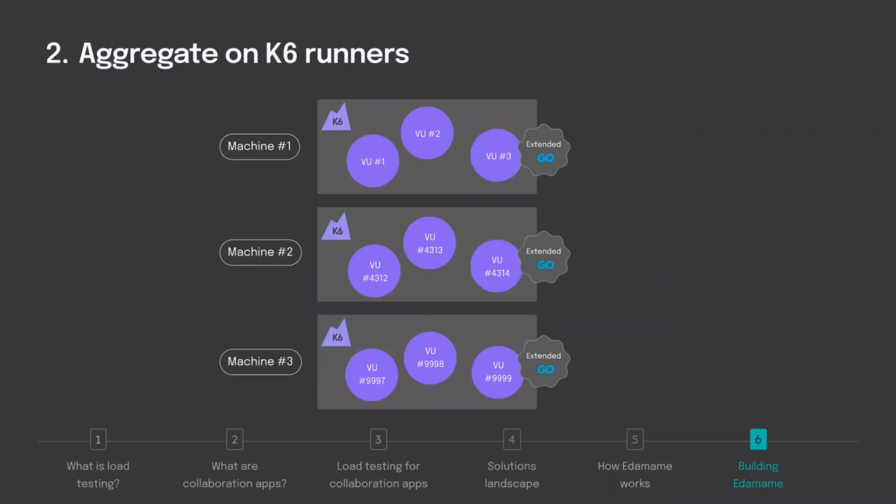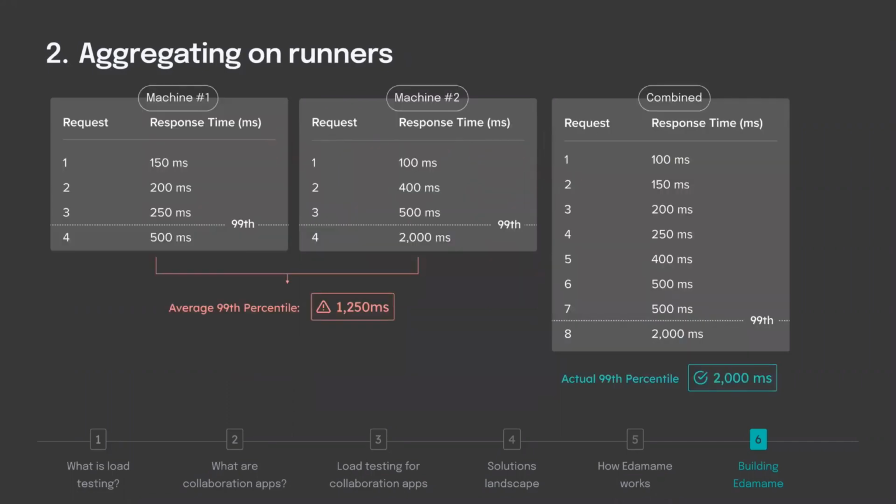The second option was to actually aggregate on each machine that was running K6. So in this case, the way that it would work is we would write a K6 extension so that instead of outputting the raw data, it would aggregate on the machine to cut down from, say, 1 million data points to something that was more manageable, and then it would send off that data. However, the problem here is a mathematical problem.